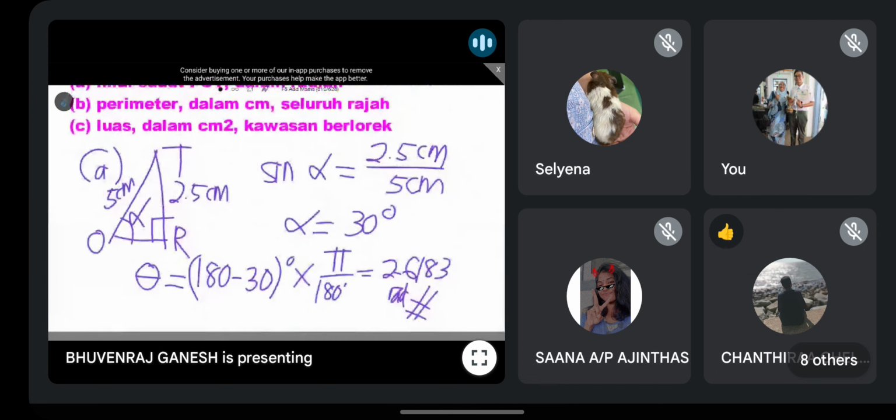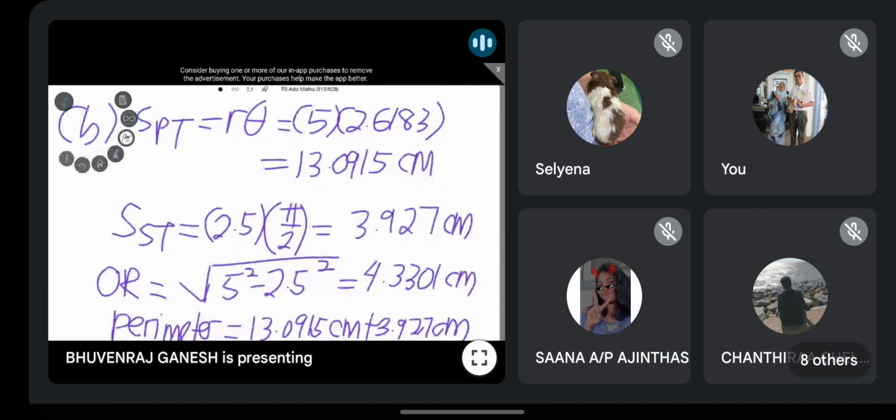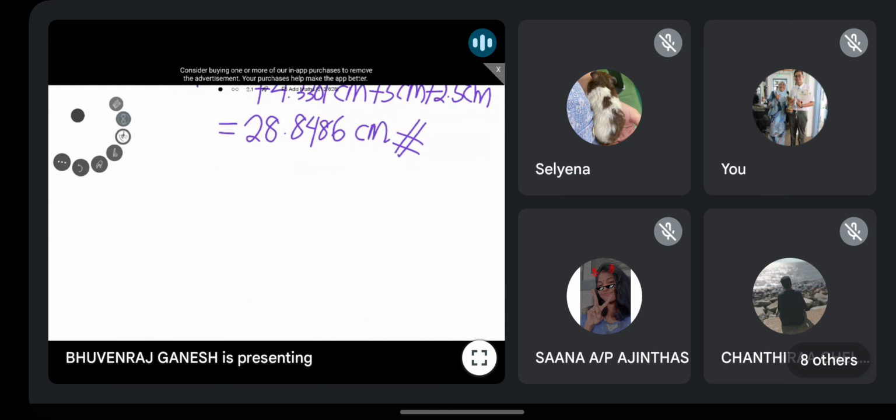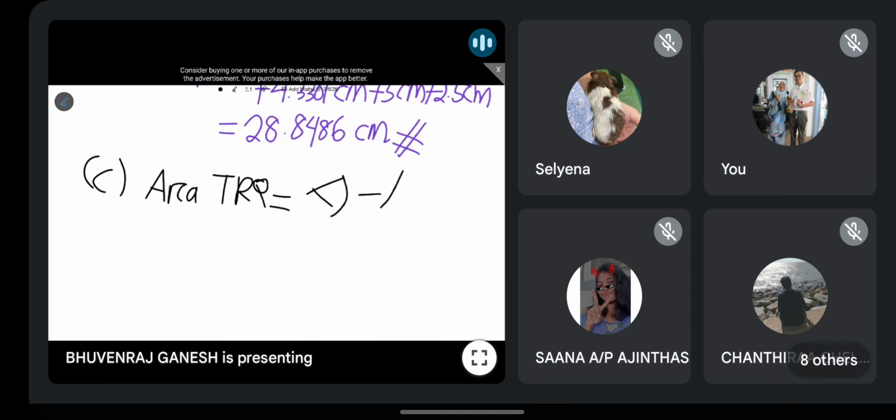Okay, so basically how to do it, I'll write over here. For part C, first step, you have to find area of TRQ, luas TRQ. So area of TRQ is equal to sector minus triangle. Okay, this is the concept yang kita guna.